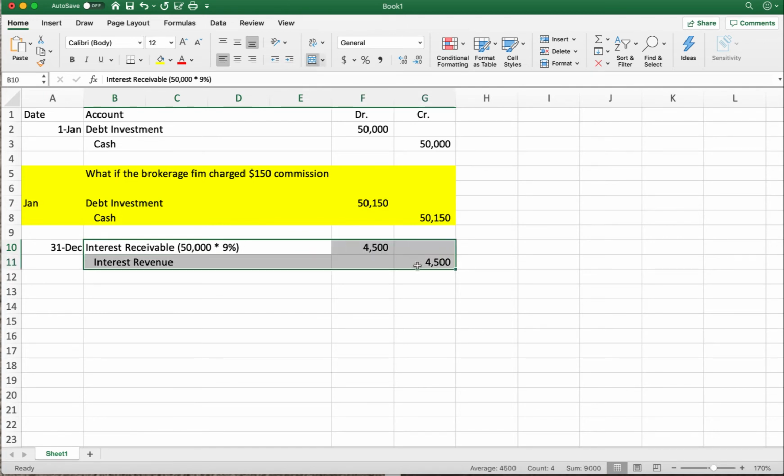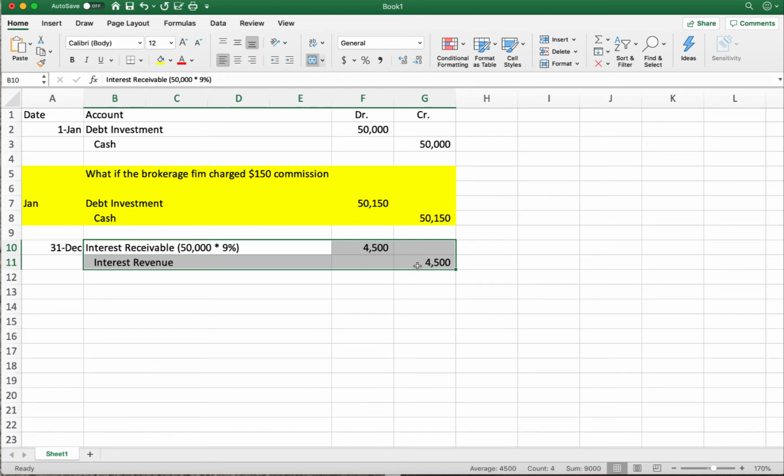The reason why is we always have to use the face amount, okay? So try not to get confused, or you need to remember when we are calculating interest, it's always the face amount that's on the bonds, right? That company that we bought the bond from doesn't care that our brokerage firm charged us $150 in commission. They don't care at all, right?